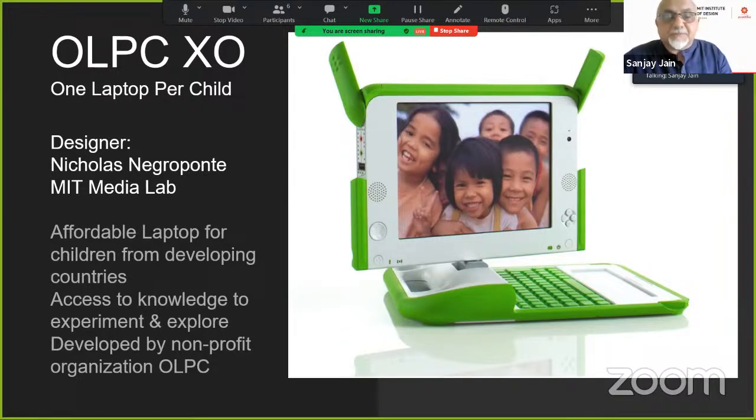Now, this is a product which is developed by a non-profit organization called OLPC. So this is a product which may not be very profitable for the organization, because anyway it's a non-profit organization, but it would be usable and useful to make a change in the lives of people who are normally ignored or underserved.